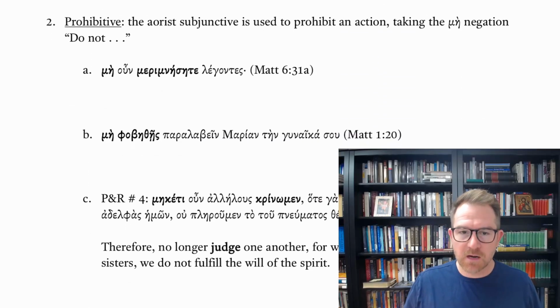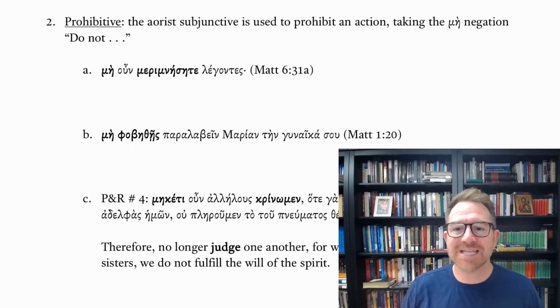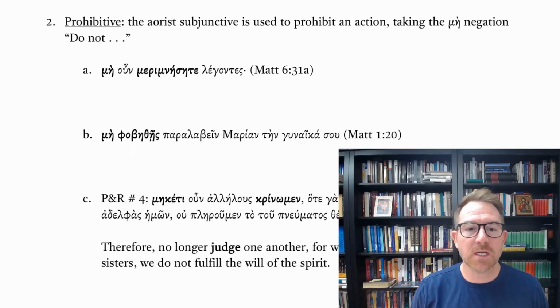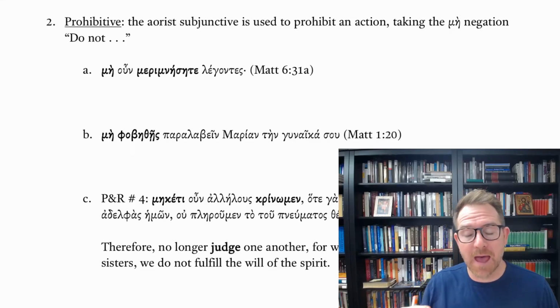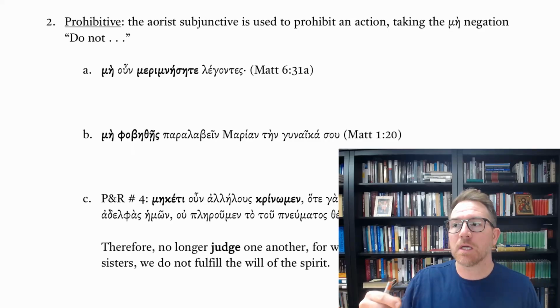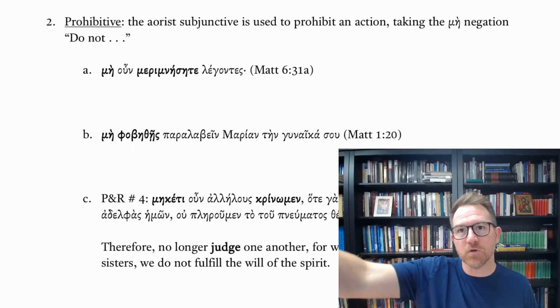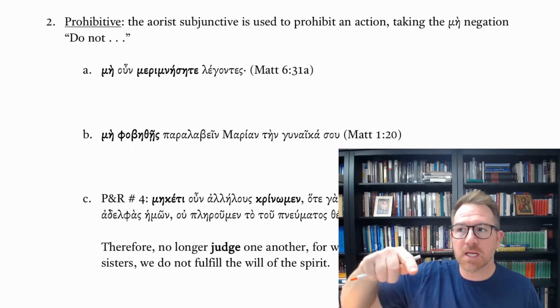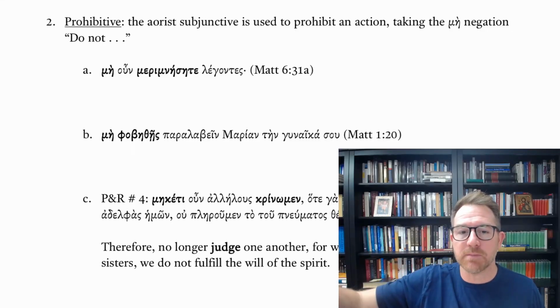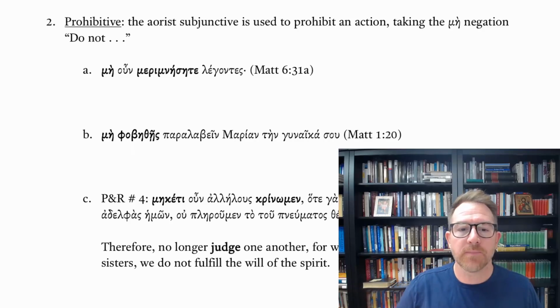Prohibitive. The aorist subjunctive is used to prohibit an action, taking the main negation, do not. So Matthew 6:31, mē oun merimnēsēte legontes, do not worry, saying. Now think about that. Worry, merimnaō, is talking about something that you do in the future. And so the prohibition not to do this is something that is in the future, right? It's a possibility. So do not worry.